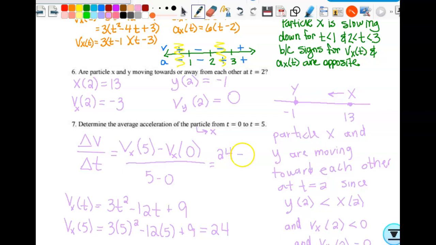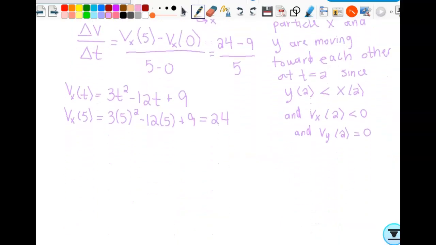9, divided by 5. 15 over 5. So average acceleration, 15 divided by 5, which is 3. And if we had units, meters per second, miles per hour, feet per minute. Okay, so acceleration, the rate of change of velocity over time. Okay. So any questions on this problem?